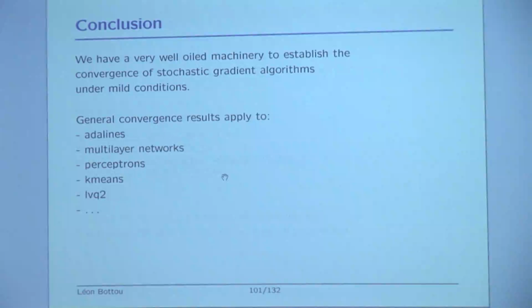So my conclusion here is that there is this very well-oiled machinery. We can establish the convergence of stochastic gradient algorithm under mild conditions in pretty much all situations that matter. And that apply to Adaline, multilinear networks, perceptron, k-means, LVQ2, lasso, and you can add more, and whatever second order algorithm you prefer. They're all the same.